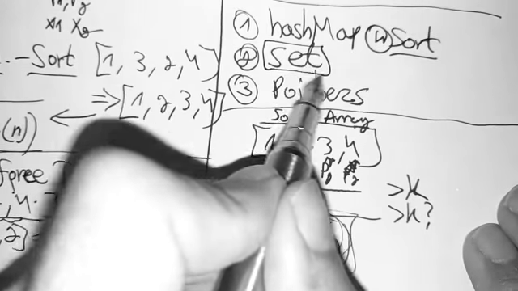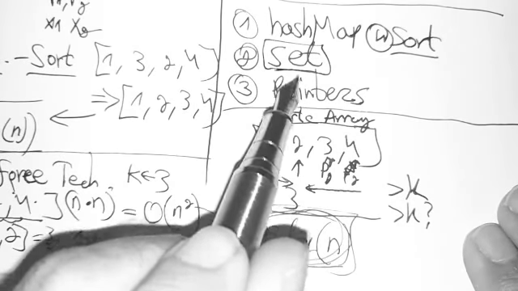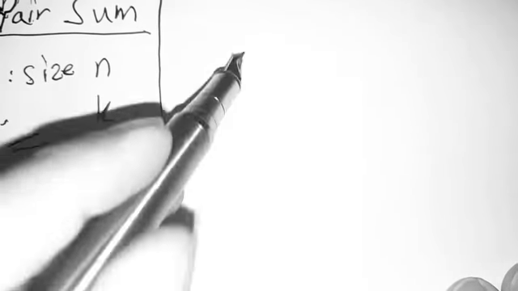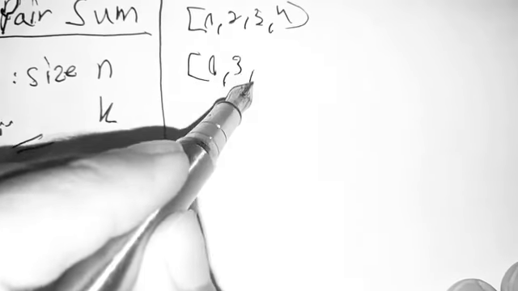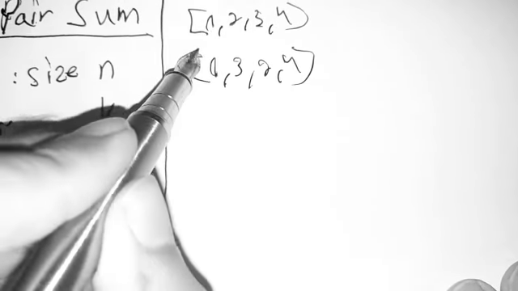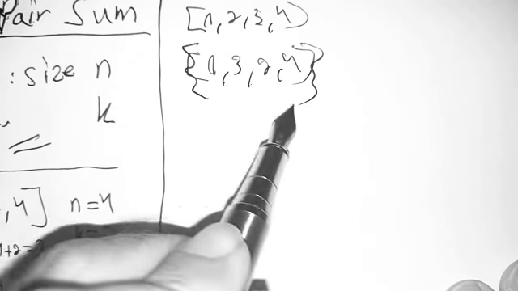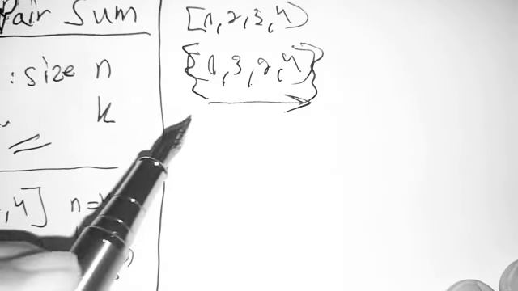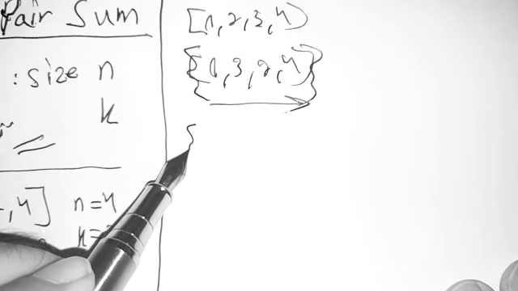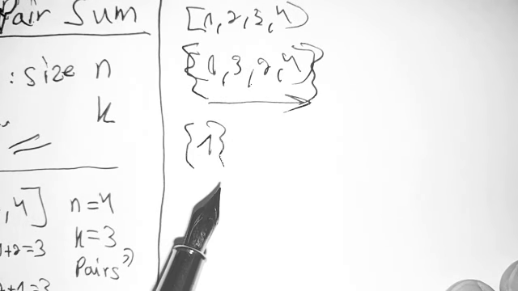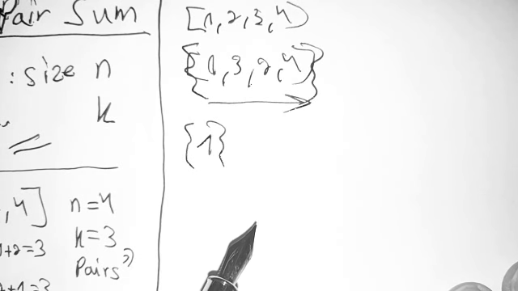Let's choose this one. What if we put all the items in a set? Let's put them in a set. So if we put all the items in a set, sorted or not sorted, then we have this set. Let's choose an item from the set. Let's scan the set. We choose an item. We have chosen the number 1. How can we know if there is a number in the original array whose sum with it is 3?